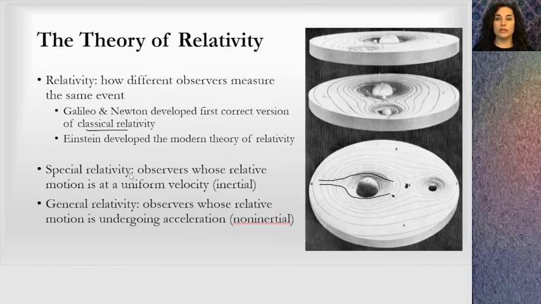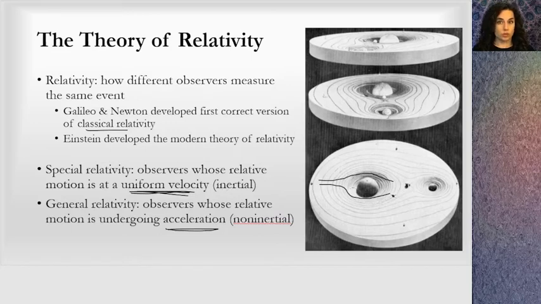So what do I mean by special relativity and general relativity? There's the two terms here. Special relativity is very specific in that the observers' relative motion is at uniform velocity. That's special relativity. So it's a simplified case. Whereas general relativity takes into account all cases. And what we see is that there could be accelerated motion under that.